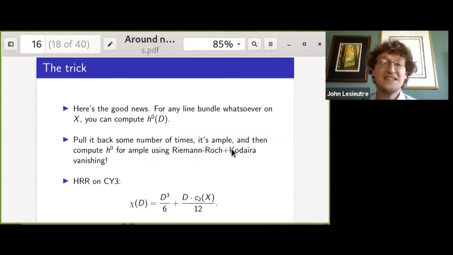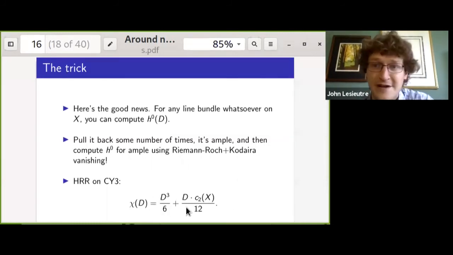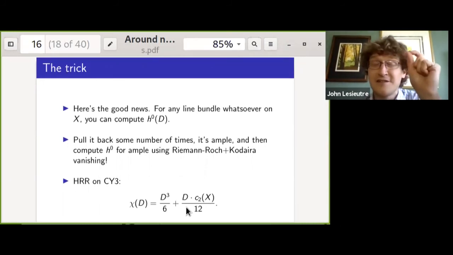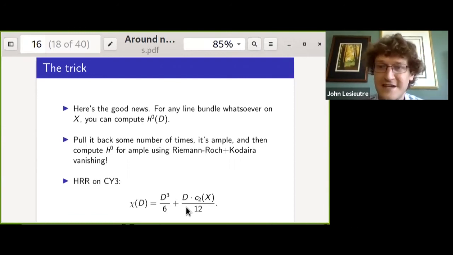It's even easier because it's a Calabi-Yau, so there is no higher cohomology you have to worry about by Kodaira vanishing. So you just apply the Riemann-Roch formula: for an ample divisor on a Calabi-Yau threefold, H0 is basically just D cubed over 6 plus some lower order term that doesn't matter for us. So let me say that again. Any line bundle, you want to compute H0 of that thing, you pull it back until you get an ample, and then you just take the top self-intersection of that ample and divide by 6. And up to some trivial error, this gives you the correct value of H0.